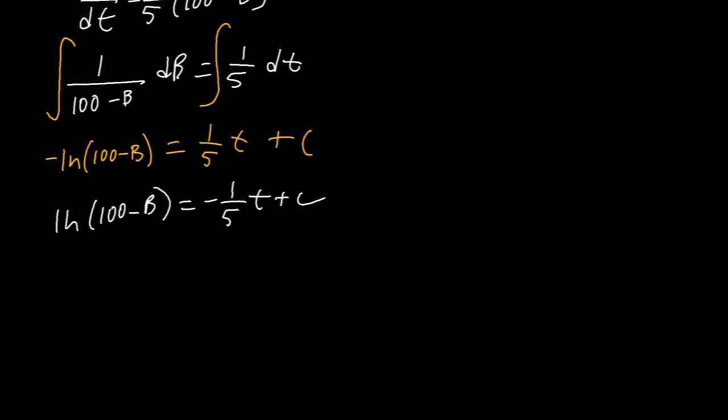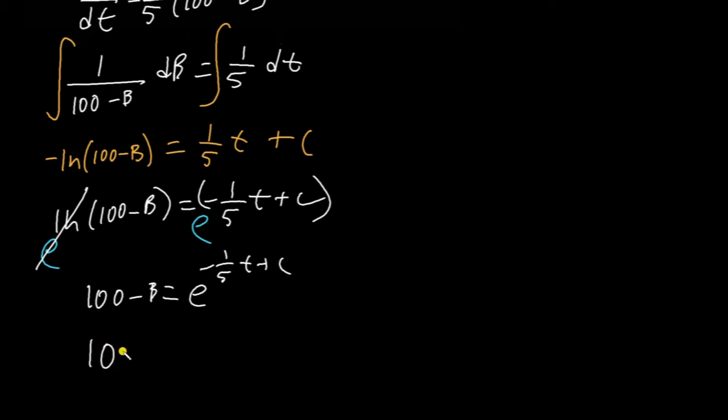Next, we're going to get rid of this natural log by taking e as the base for both sides, right? So these will cancel out and we just get 100 minus b. This is going to be e to the negative 1/5 t plus c. Next I'll say I can split this up, and it will give me e to the negative 1/5 t, and then e to the c, right?